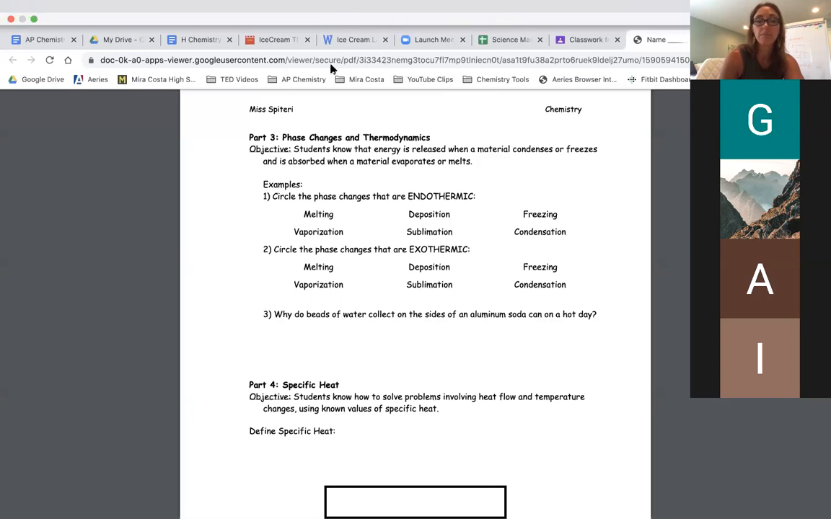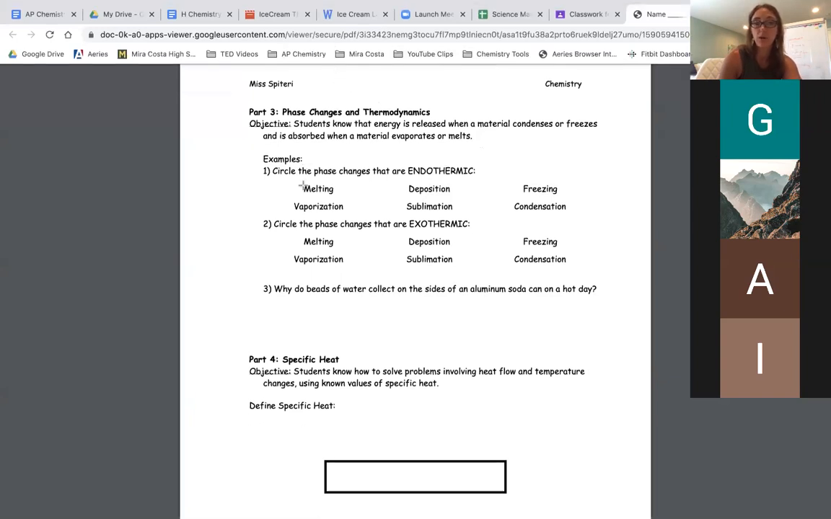So endothermic processes would be melting, right? Why? Because the surroundings are going to transfer heat into the system to get the ice cube to warm up and melt, for example. Vaporization, right? If you think of boiling water on the stove, you have to put heat in from the stove to get it to boil, right? And sublimation would be the other one.